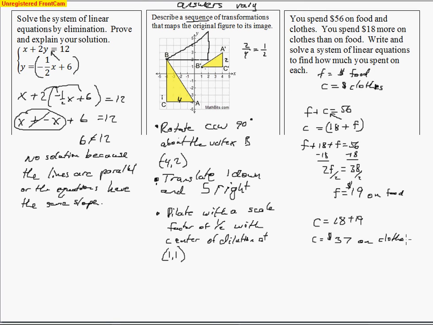And you can check your answer, see if it matches. If you add 37 and 19, that should make 56. Let's see if it works. 6, carry a 1, 5, that works. So it checked out. So those are the solutions that you see on the study guide this week.